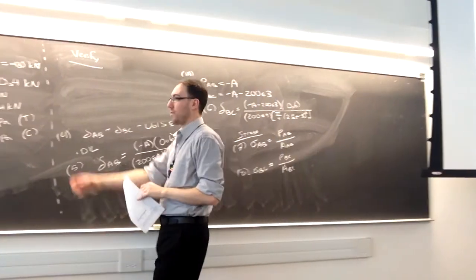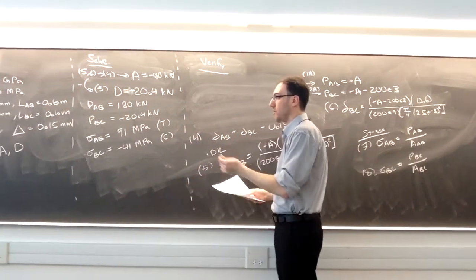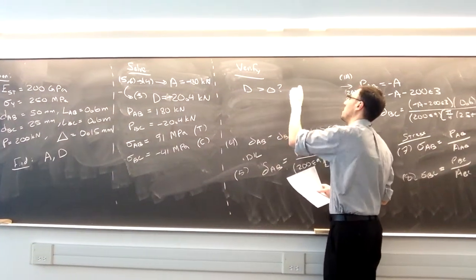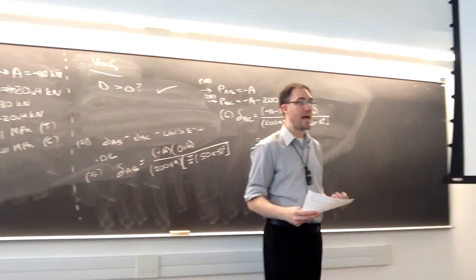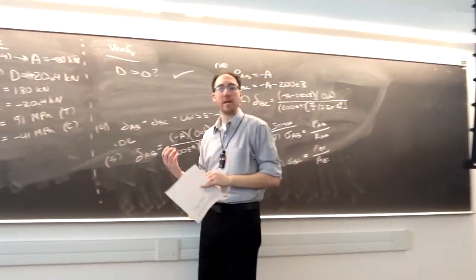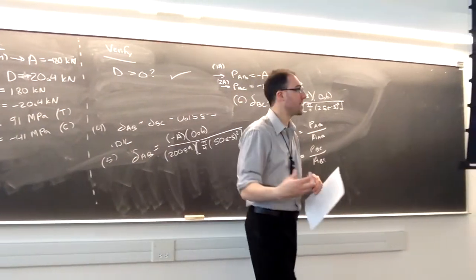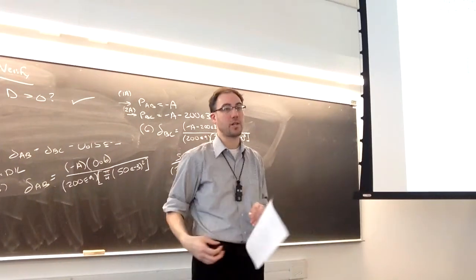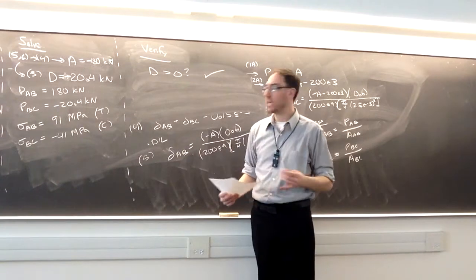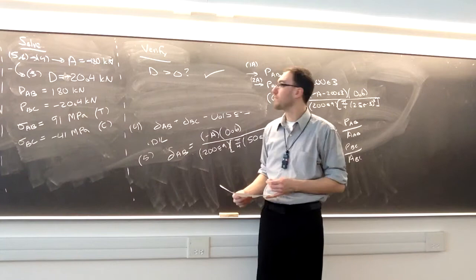So we have numbers for everything now. We want to verify the assumptions that we made while calculating this. The first big one is, was D greater than 0? We already covered that it was. If D were not greater than 0, our assumption that it closed the gap would not be correct, because it would mean that the wall had to pull on the system to get it to close the gap, but the wall could only push. So that assumption had to be true to use the compatibility and to use equation 3 in the equilibrium.